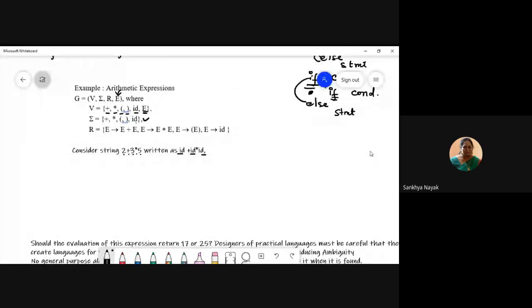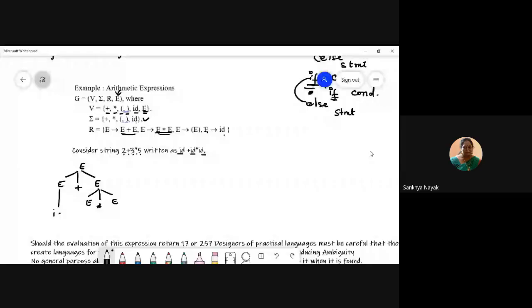Because plus is there on the left, I can start with this. I will say E derives E plus E. Fine. And then I want an into, so I'll use E derives E into E. So E plus E into E. And then we have E derives ID. So each of these E's will derive an ID. And in our case, the IDs are 2, 3, and 5.